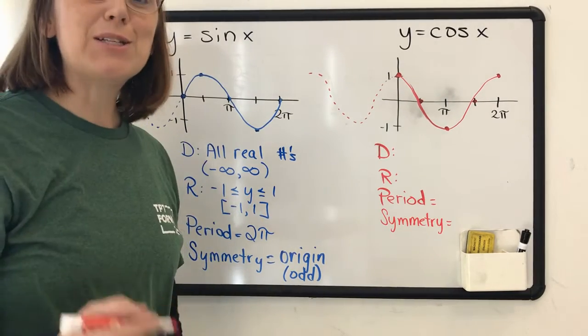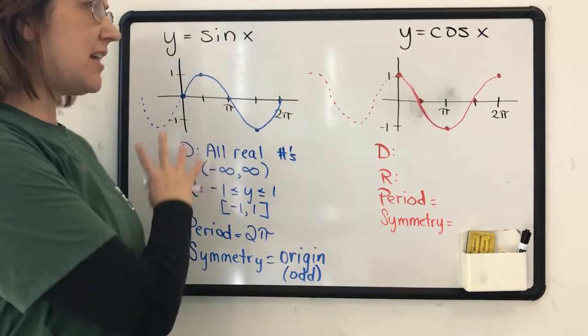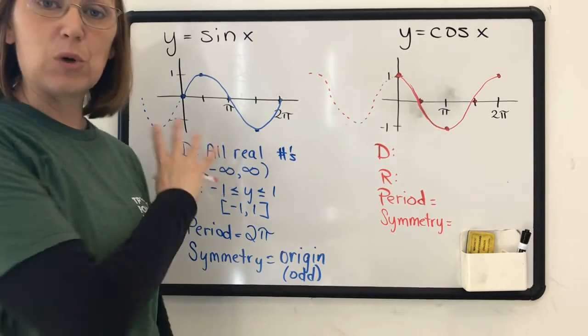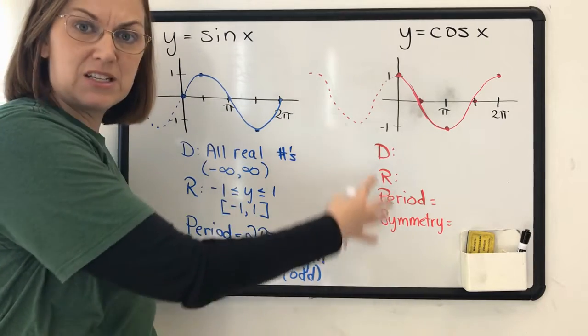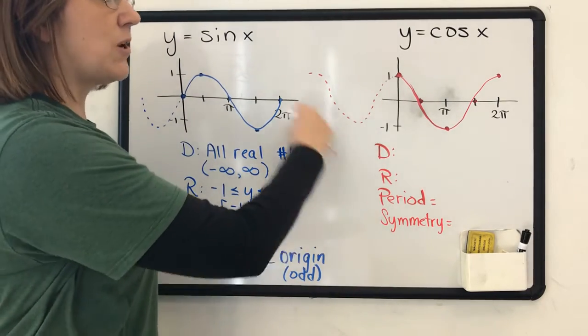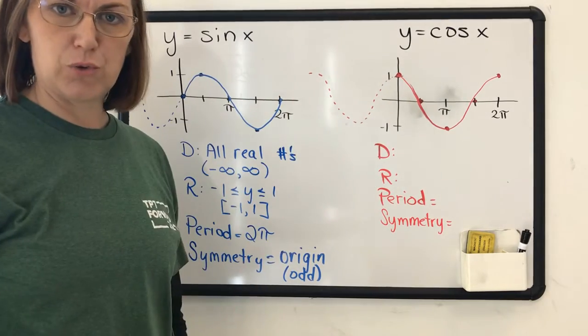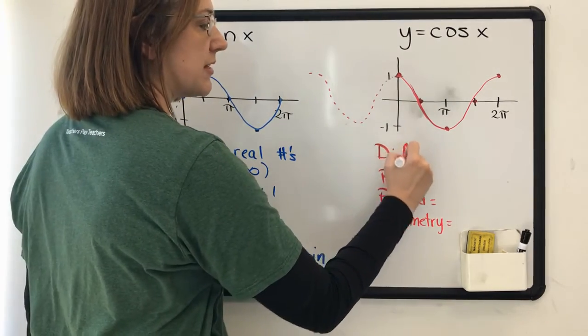Now let's look at the same information for the cosine graph. Remember, we said the sine and the cosine graph are very similar. One's just shifted over from the other. So I'm anticipating that some of this information is going to be similar. So domain, you want to think about the entire graph if I drew it, all of it. And that would mean that I would have all real numbers as my domain again.